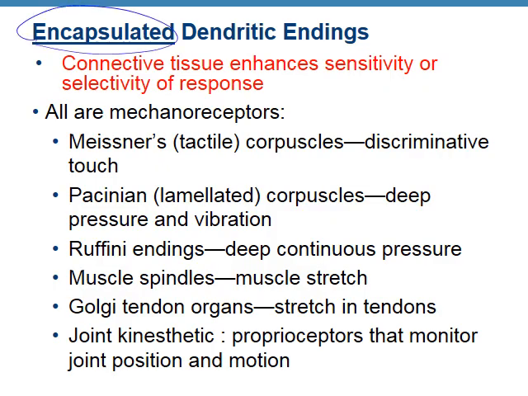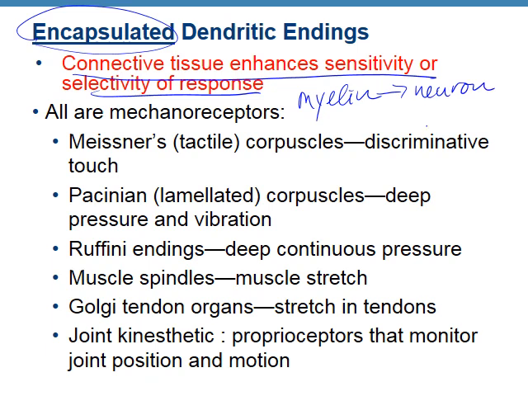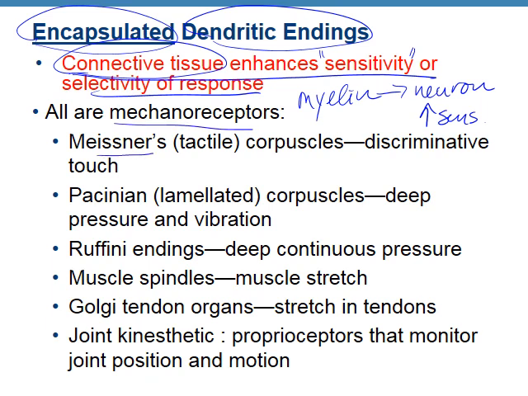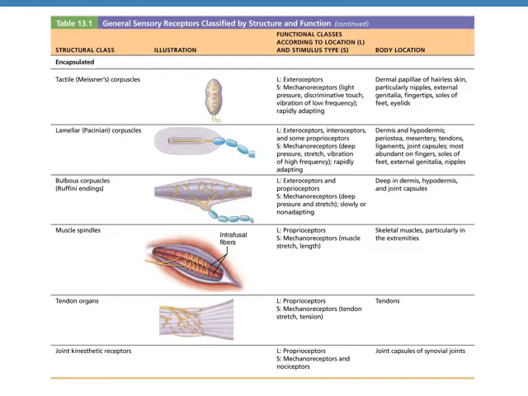Here are the encapsulated. So they have connective tissue, which enhances sensitivity. This should remind you of myelin, right? When we wrapped our neurons in myelin, what did it do? It increased sensitivity. So now we're wrapping connective tissue around our dendritic endings, and that's increasing the sensitivity of the neuron response. So mechanoreceptors like Meissner's, tactile corpuscles, Pacinian, lamellated corpuscles, Golgi tendon organs, joint proprioceptors, muscle spindles. So a lot of mechanoreceptors here. We're going to enhance sensitivity with these structures.